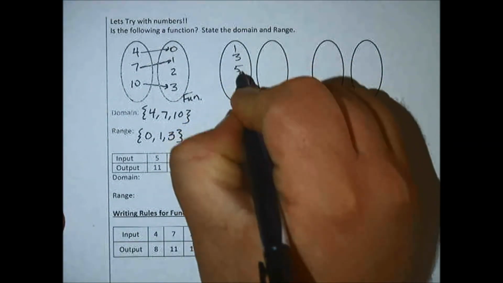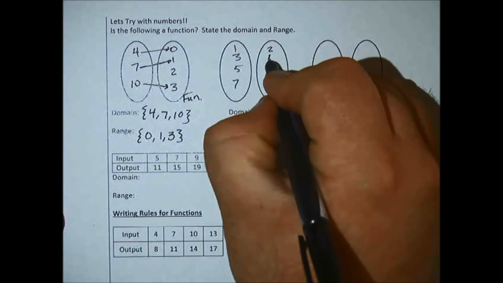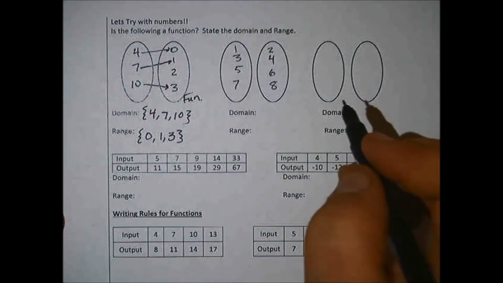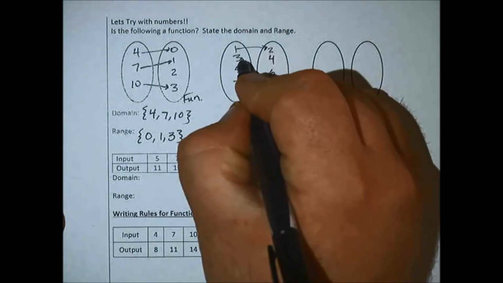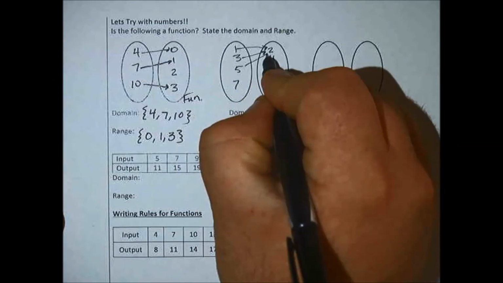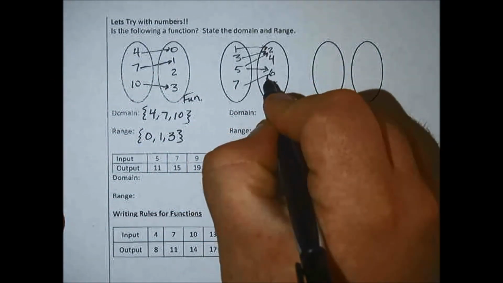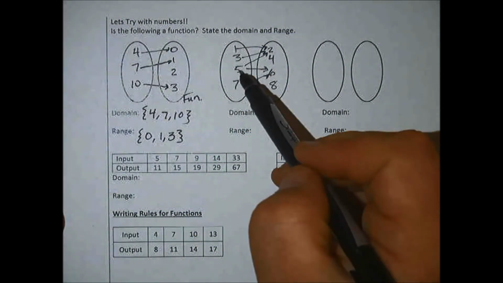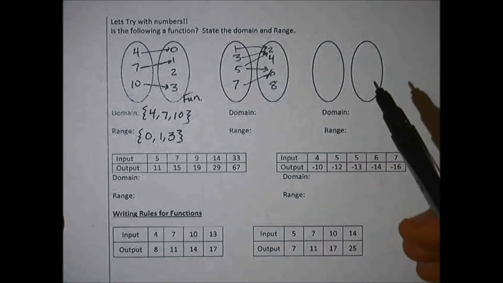Okay, let's try another one. 1, 3, 5, and 7. And let's go with the evens over there: 2, 4, 6, and 8. Let's say 1 goes to 2, 3 goes to 2, 5 goes to 2, and 5 and 7 go to 6. So I have 1, 3, and 5 all going to 2, and 5 and 7 going to 6.